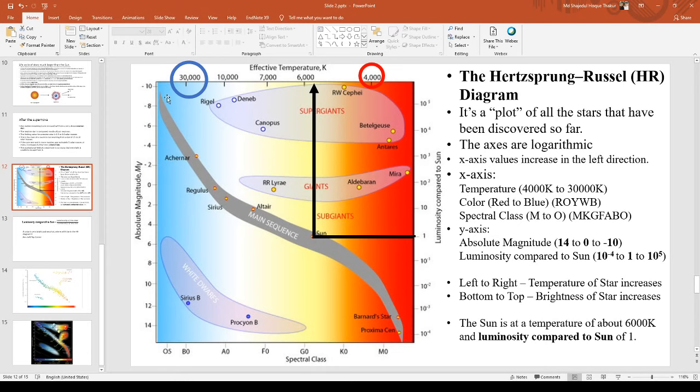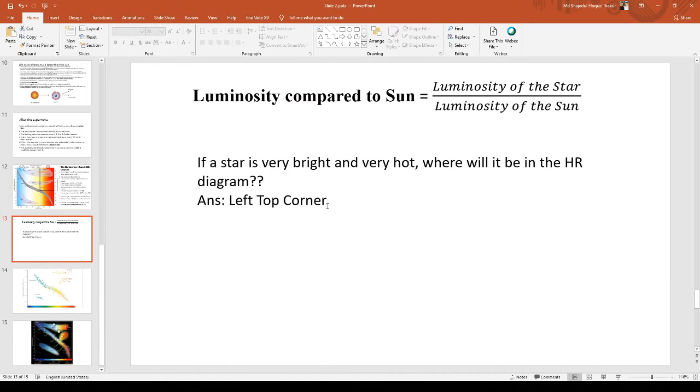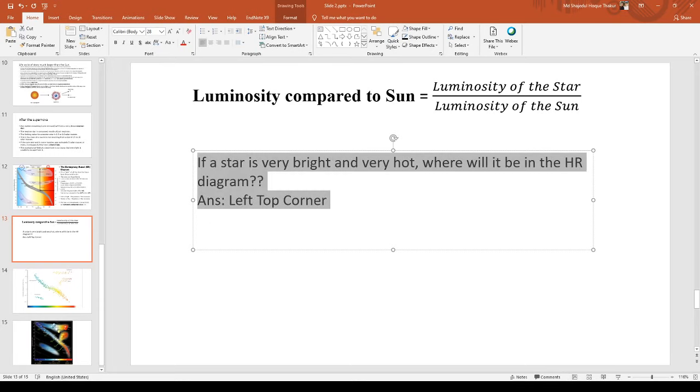It will be at the top because it is bright. Very bright, so top. Very hot, so left. So left top.